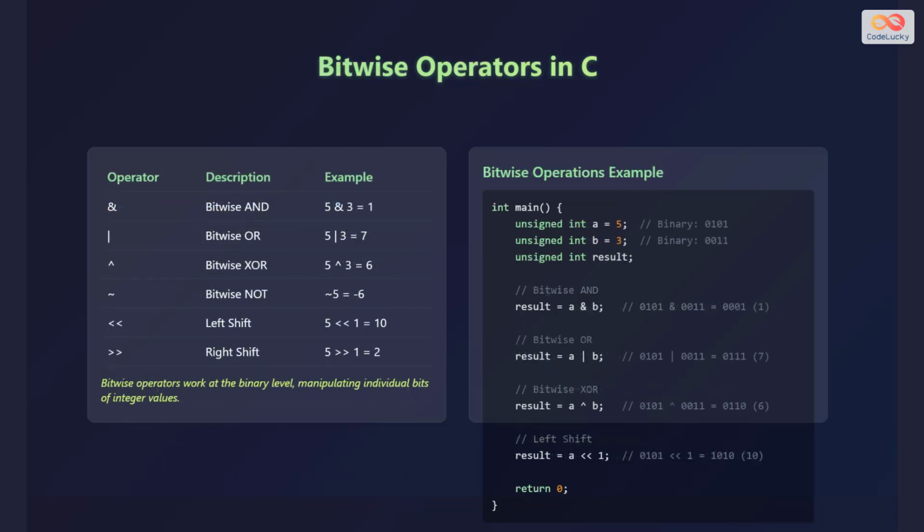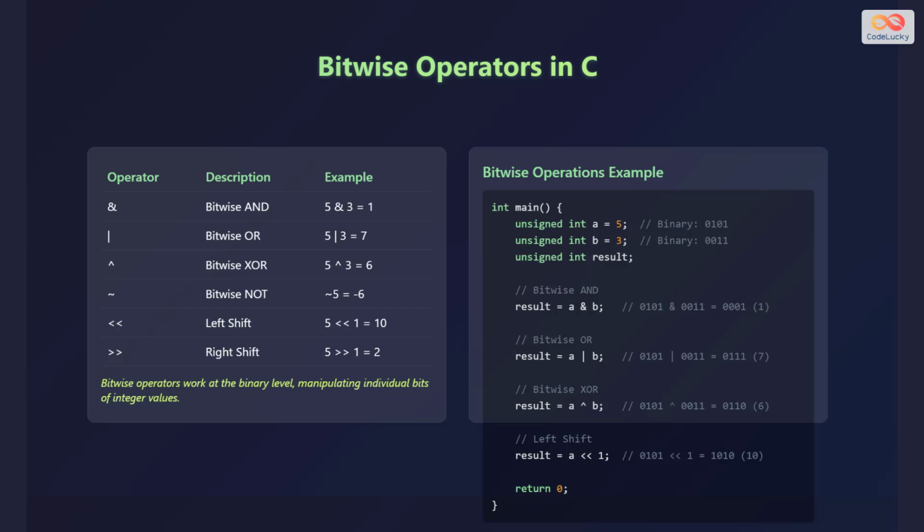Bitwise operators in C allow you to perform operations at the level of individual bits within integer values. The bitwise AND operator, denoted by a single ampersand, performs a logical AND on each pair of corresponding bits. For example, 5 & 3 equals 1. The bitwise OR operator, denoted by a single vertical bar, performs a logical OR on each pair of corresponding bits. For example, 5 | 3 equals 7.